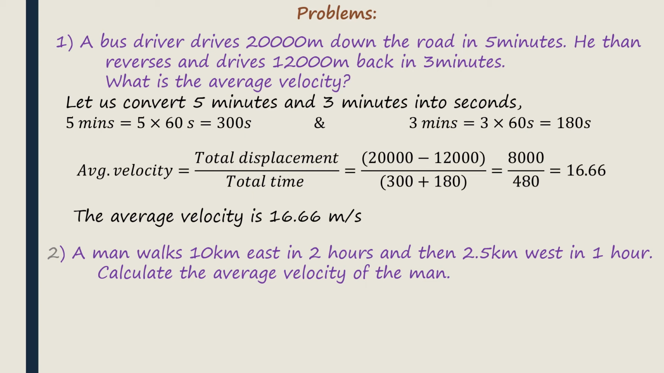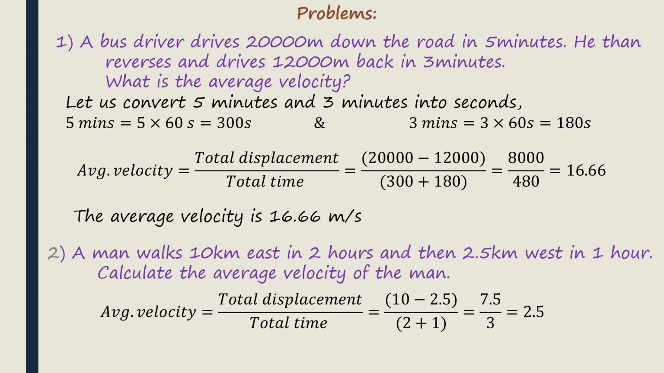We have to find the average velocity of that man. So average velocity equals total displacement by total time. Now where does the displacement happen? It is from west to east. So it will be 10 minus 2.5. Okay, so he first went 10 kilometers this way, then subtracting 2.5 gives our displacement. So 10 minus 2.5 will give you the displacement. Total time is 2 hours plus 1 hour, so that will give you 3 hours. So 7.5 divided by 3 will give you 2.5. Therefore we can say that the average velocity of the man is 2.5 kilometers per hour.